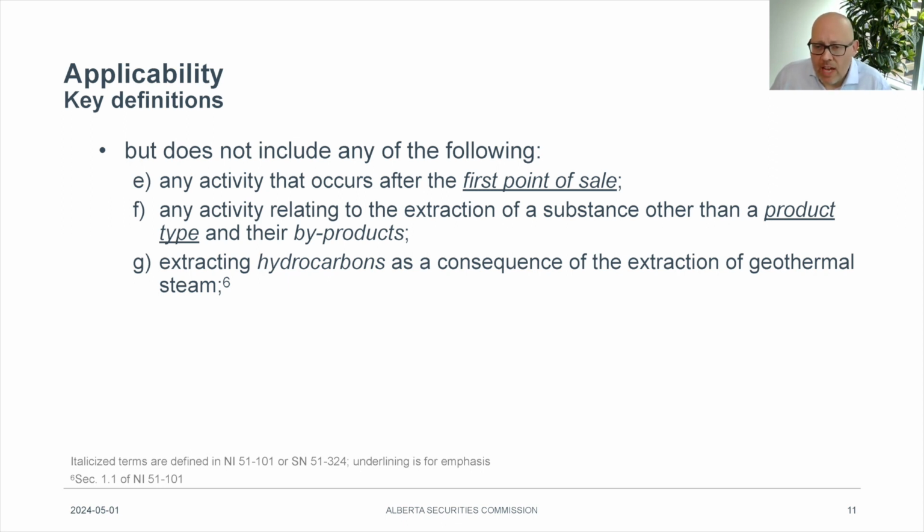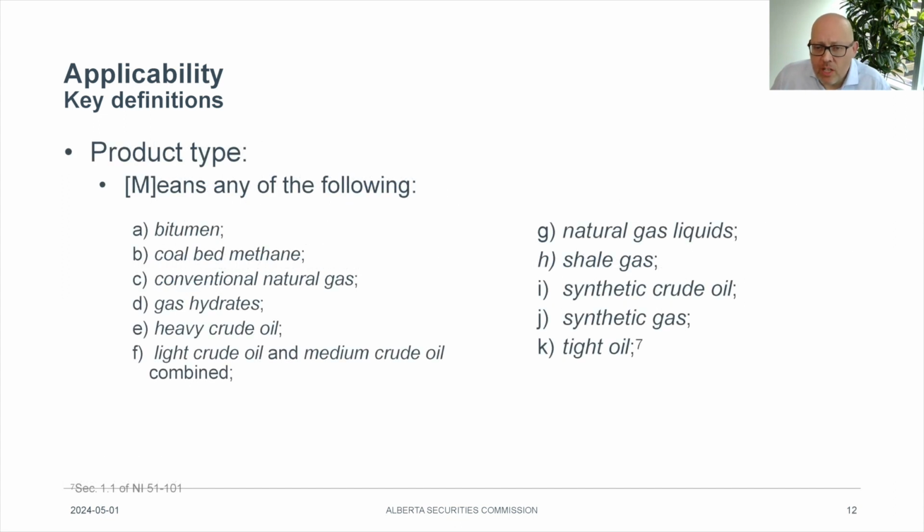So you saw that we had product types underlined in the previous slide. What does product type mean? Well, it means any of the following: bitumen, coal bed methane, conventional natural gas, heavy crude oil, shale gas, tight oil, etc. One thing you'll notice, it does not include helium.